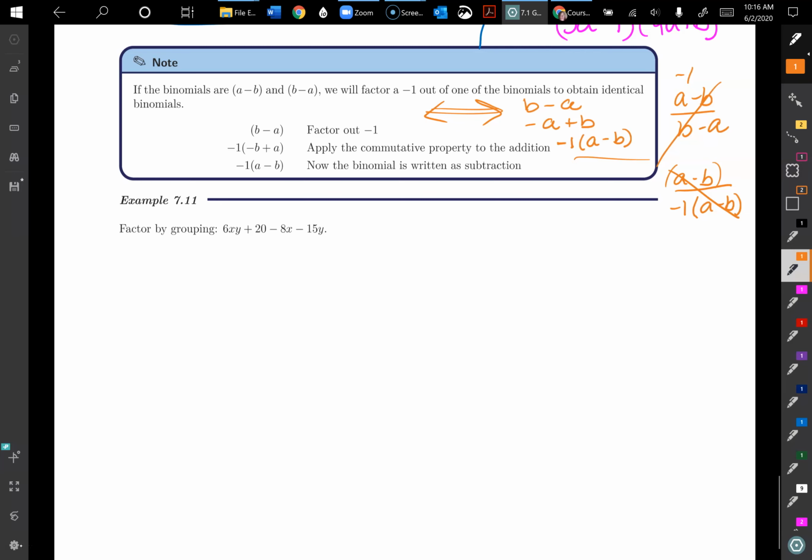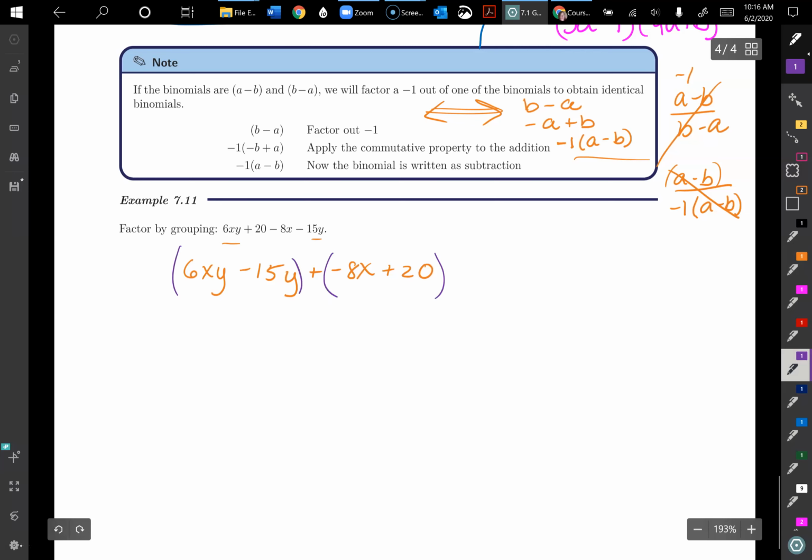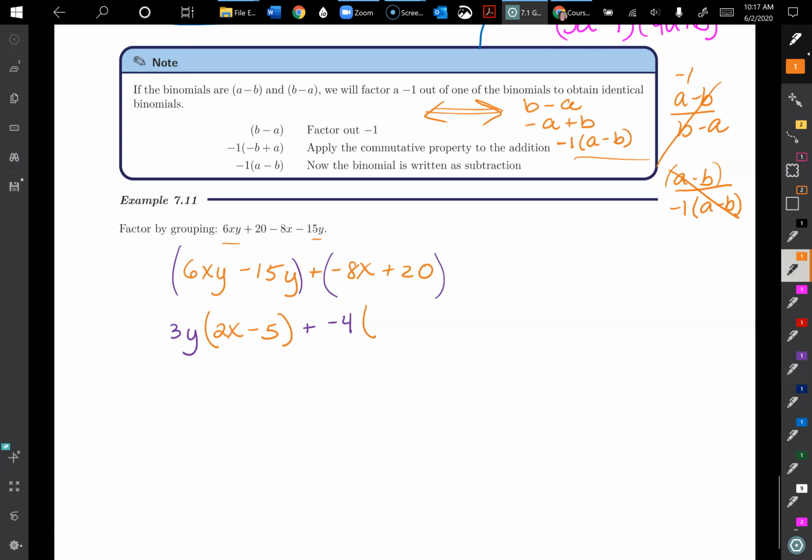So example 7.11, factor by grouping. And this one we do have to rearrange a bit. So we're going to write 6xy minus 15y. Okay, so that's these two. Plus negative 8x plus 20. Okay, so now we can factor out a 3y here. And we end up with 2x minus 5 inside those parentheses, plus, and now we're going to factor out a negative 4, and we'll be left with 2x minus 5.